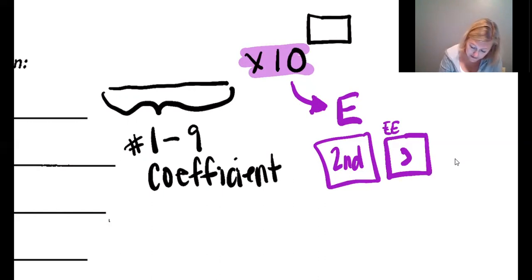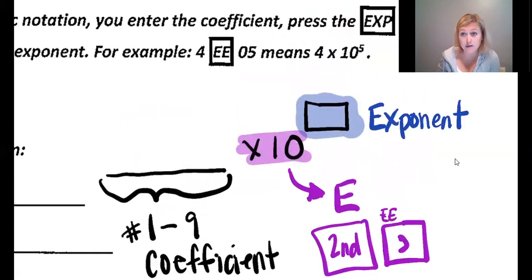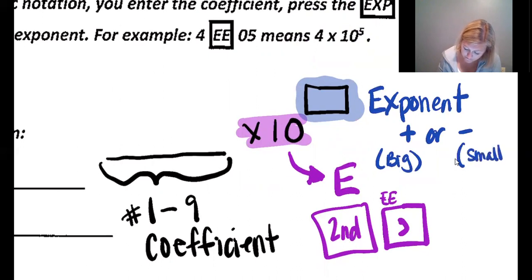And then you have this number here, which I'll do in another color. This number here is what we call an exponent. Okay, and that exponent right there can be positive or can be negative. Okay, if it's positive, it means it's a big number. If it's negative, it means it's a small decimal number.